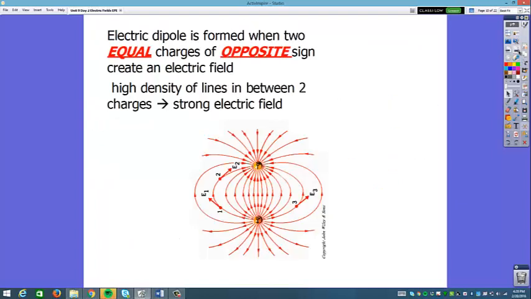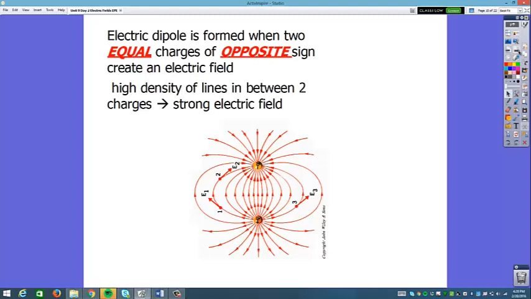Okay, the next thing we look at when we're drawing these is this idea of an electric dipole. An electric dipole is what you get when you have two equal but opposite charges. So that means you have a positive and a negative that are both the same magnitude. It could be a proton and electron. One could be +5, one could be -5.